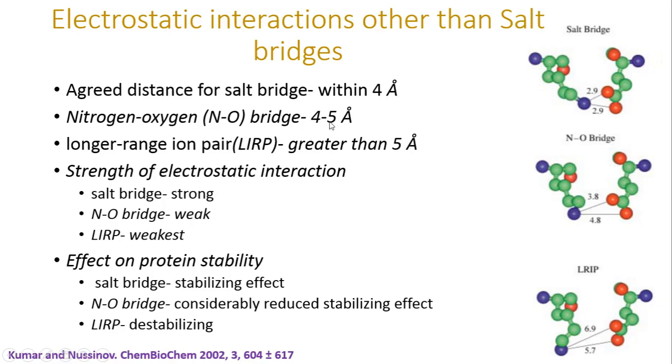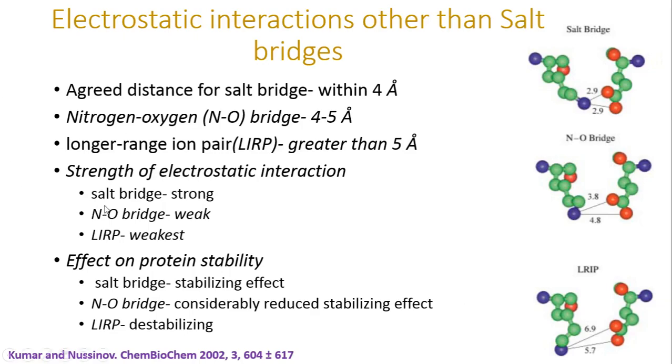Okay, but what if the oppositely charged side chains are present at a distance of 4 to 5 Angstrom? In such a case we say that the two side chains form NO bridges, or nitrogen-oxygen bridges. If the distance between two oppositely charged side chains is greater than 5 Angstrom, we say that there might be a longer range ion pair, or what we call LRIP. Now, whether the two side chains are in the form of salt bridges, NO bridges, or longer range ion pair interactions, they can either impart a stabilizing effect on your protein, or they can destabilize your protein.